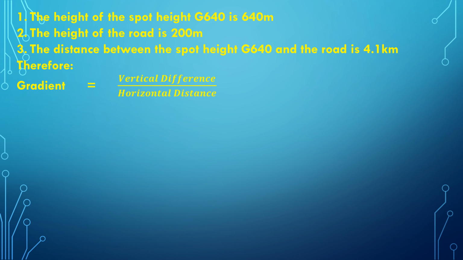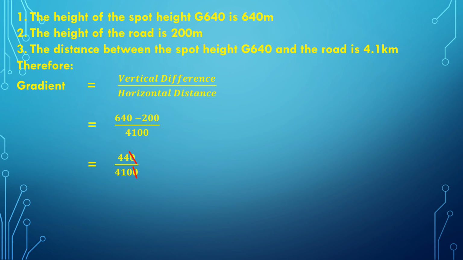Therefore, we state our gradient as usual. Gradient equals vertical difference over horizontal distance. Now, we simply subtract 200 meters from 640 all over 4,100, which is our 4.1 kilometers converted into meters. Then, we now go ahead and cancel our zeros.